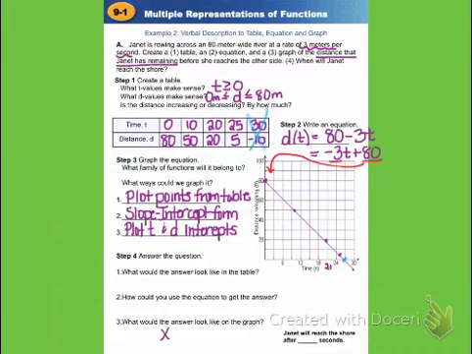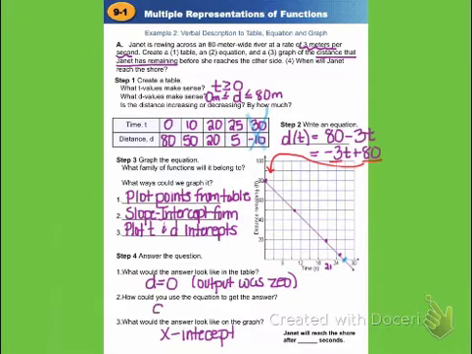So that's down here. It would be the x-intercept. That's what it would look like on the graph. What would it look like in the table? Well, it would look like this in the table when the distance equaled 0. In other words, when the output was 0. And how could you use the equation to get the answer?